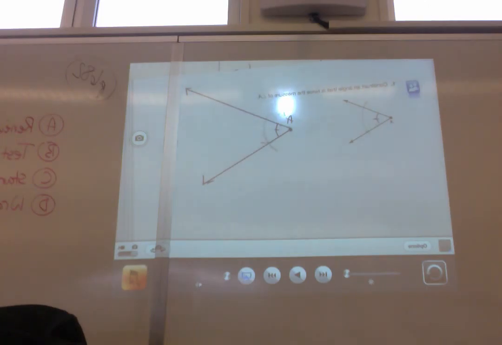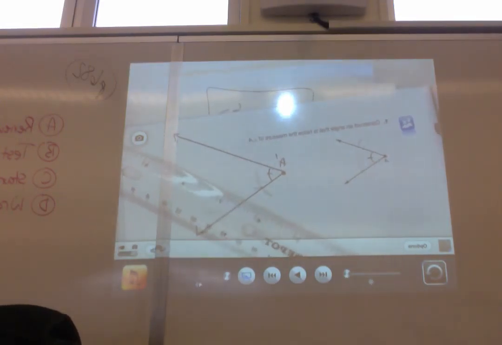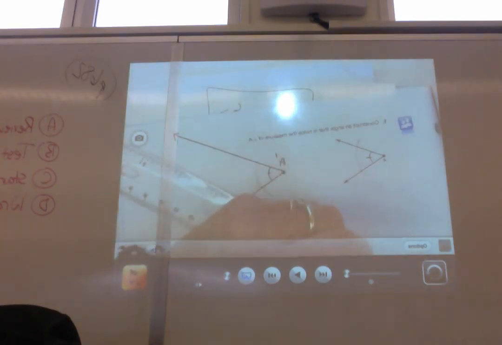Now, they want us to make one twice as big. All right? So instead of A prime, what should we call that one? A double prime? But that would kind of sound like it's the same. How about B prime? B for big. Give yourself a B. Give B a vertex. And make the top ray.